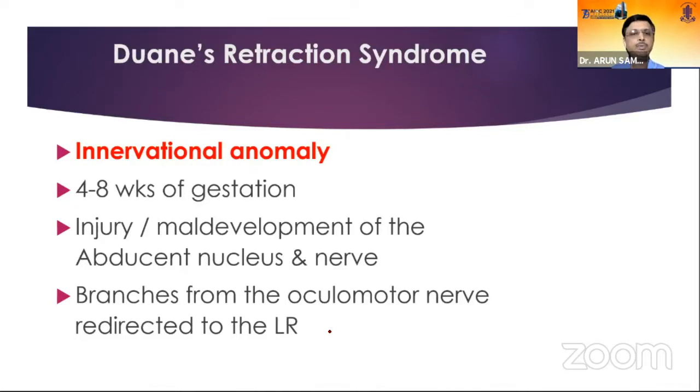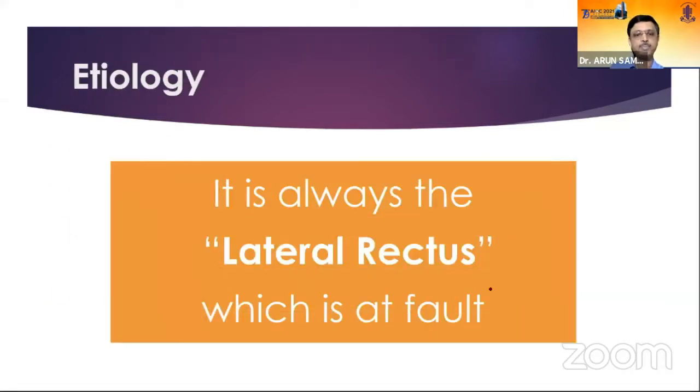Basically, this is an innervational abnormality which happens probably during the 4 to 8 week of gestation. There is either an injury or a maldevelopment of the abducens nucleus and the nerve itself. Because of that, the fibers from the oculomotor nerve, the third nerve, go and innervate the lateral rectus muscle. That is the reason why all these problems start.